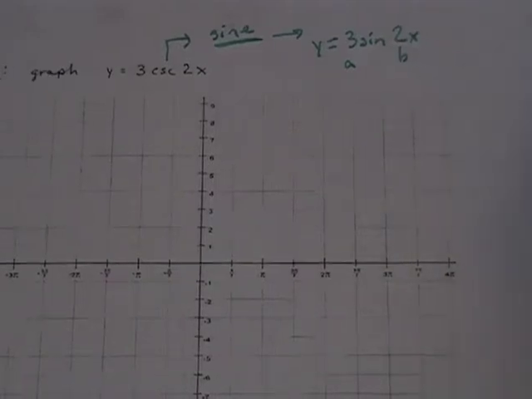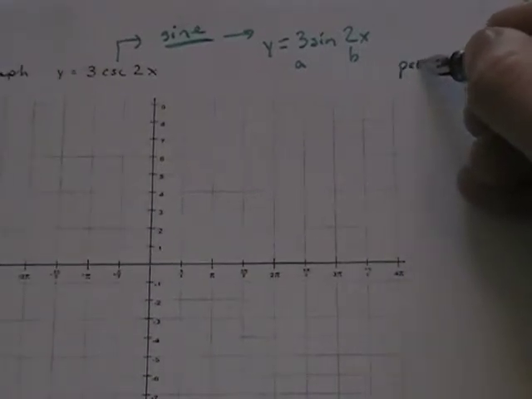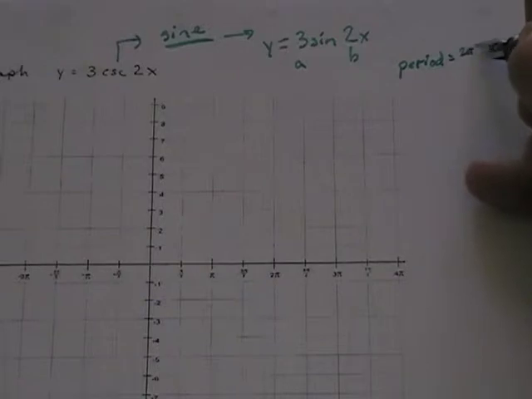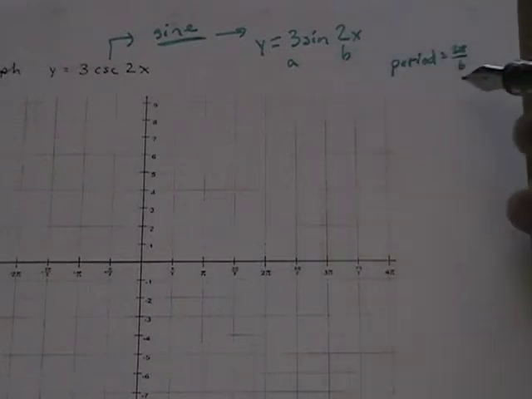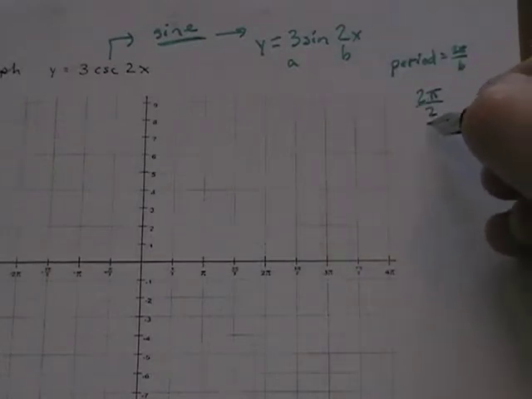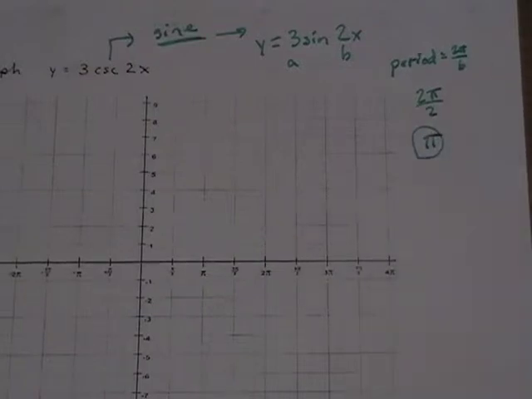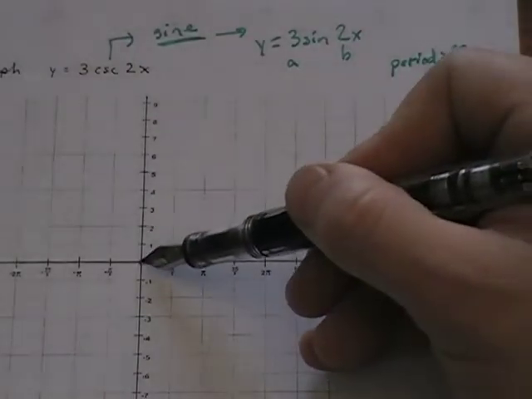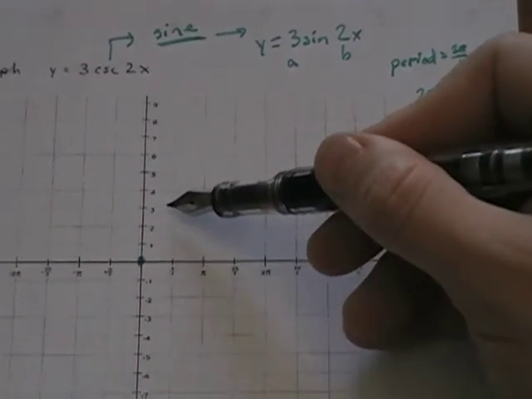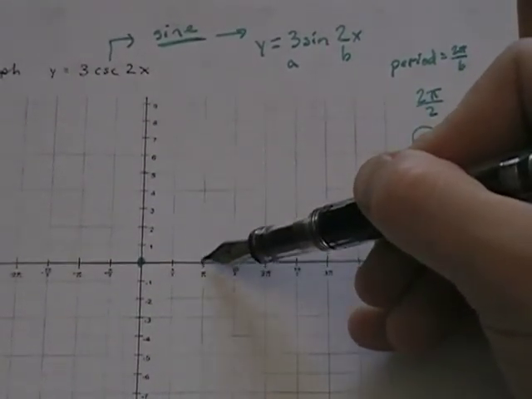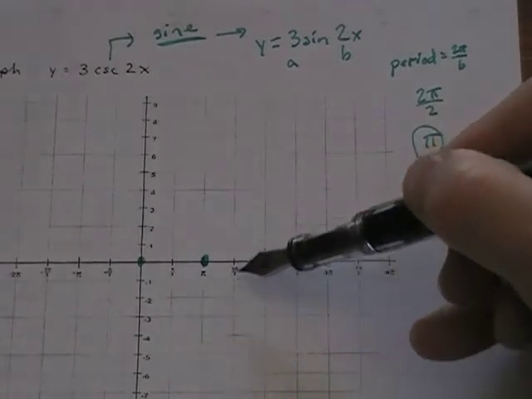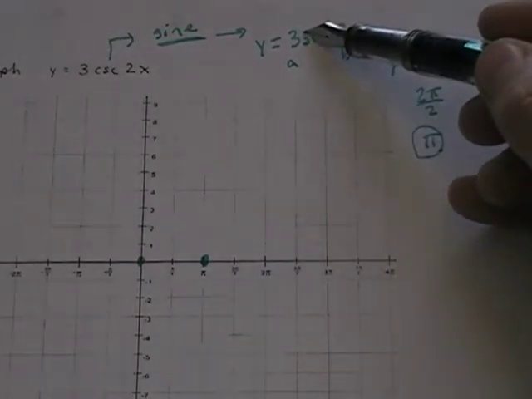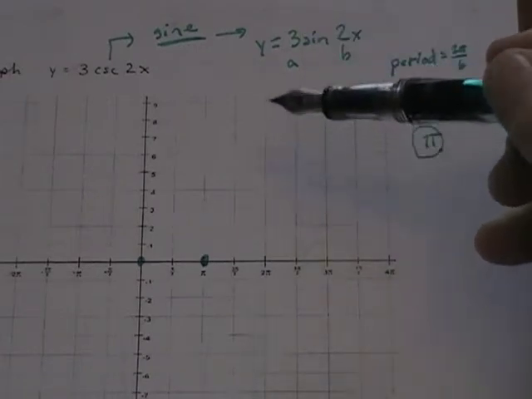And the way to find that is to know that the period of a sine graph is 2 pi over b. And 2 pi over b is going to be 2 pi over 2, which is just pi. Okay? So what that means is you're going to start at 0, and you're going to go up and down and back up to 0 in pi units. That's how long it's going to take you to complete one wave. And that wave is going to be 3 units tall above the axis of symmetry, and 3 units tall below the axis of symmetry.